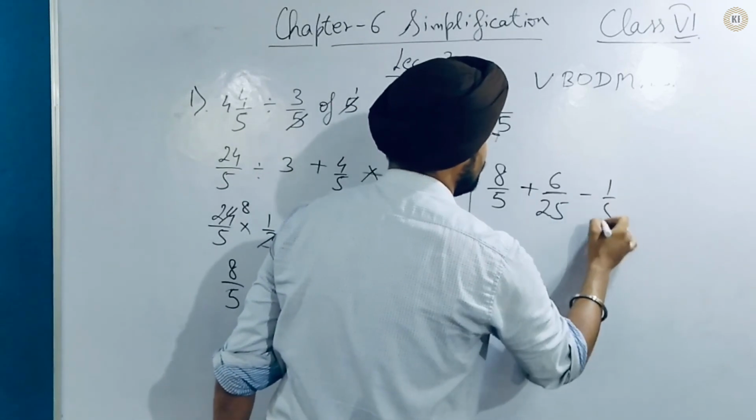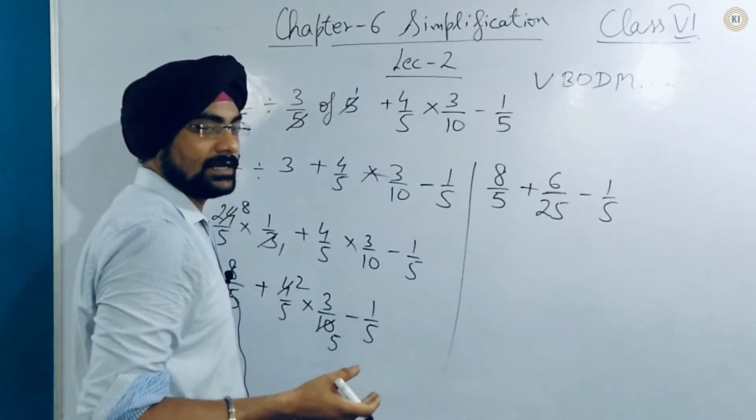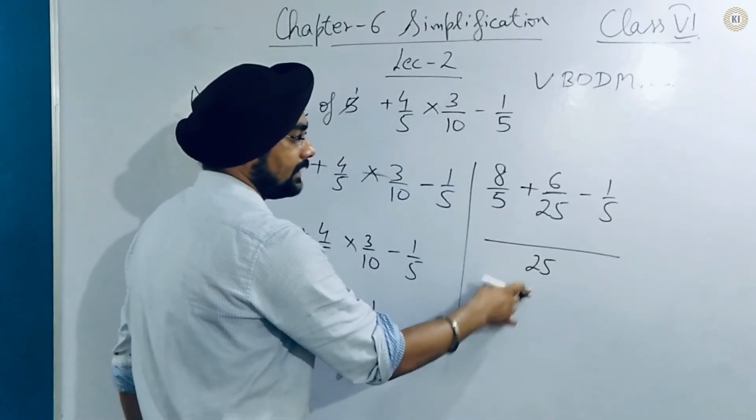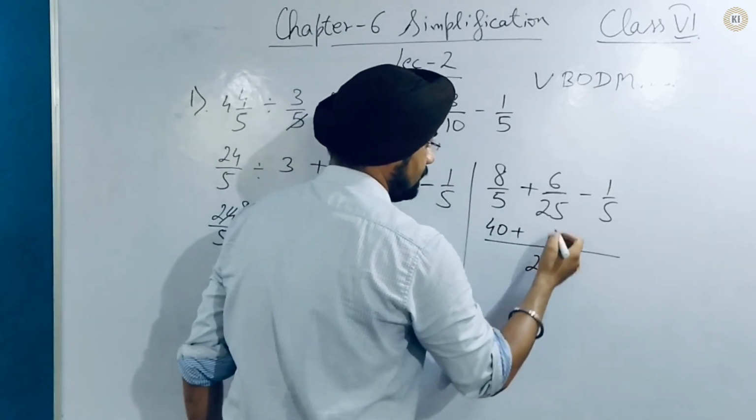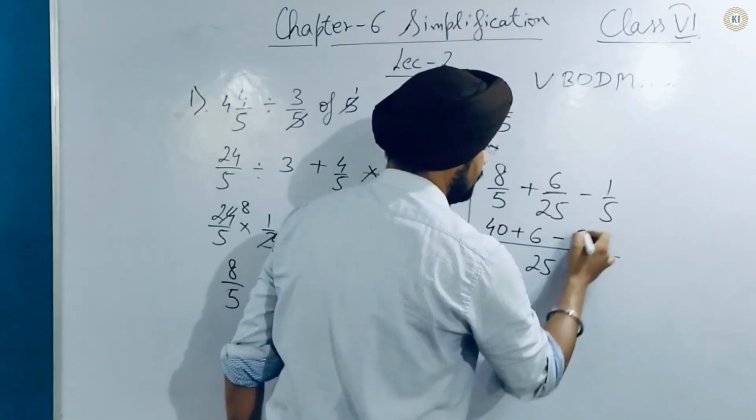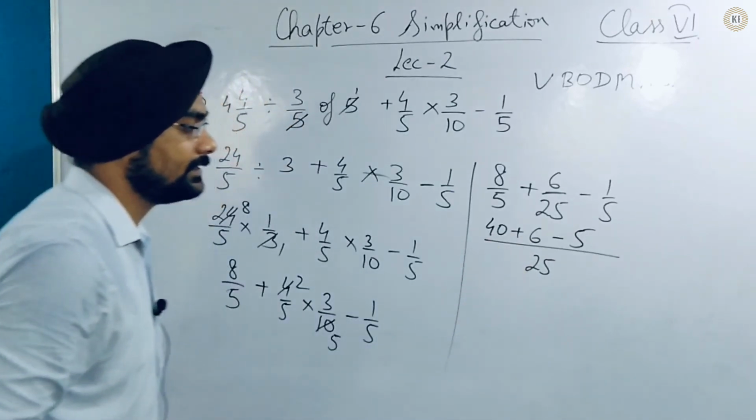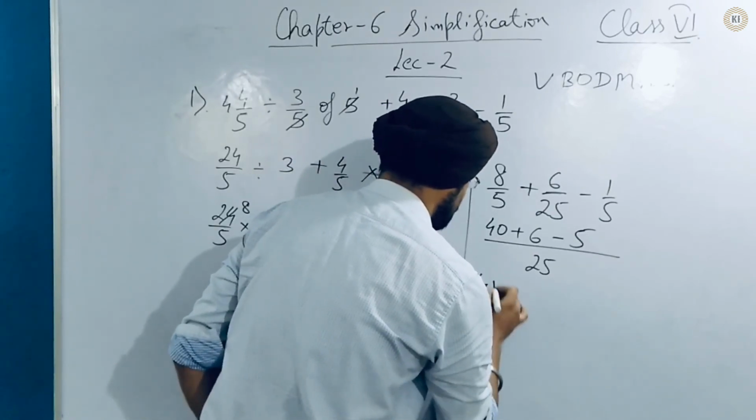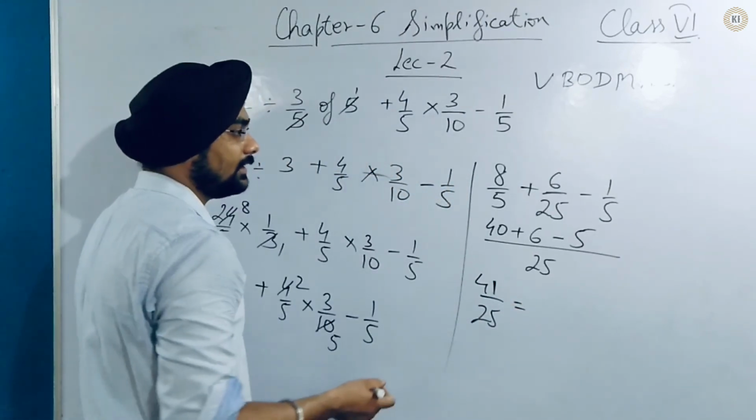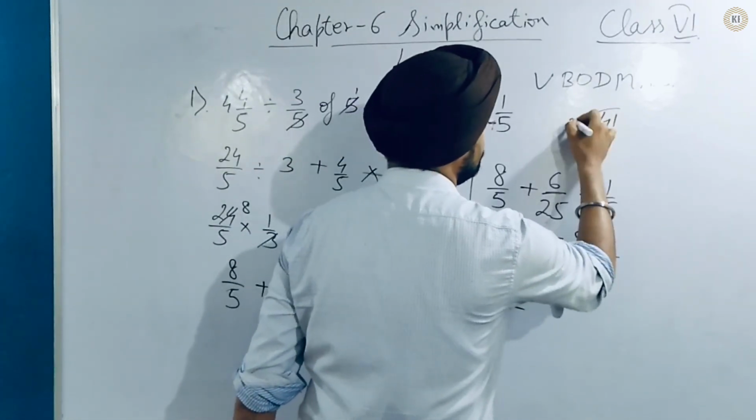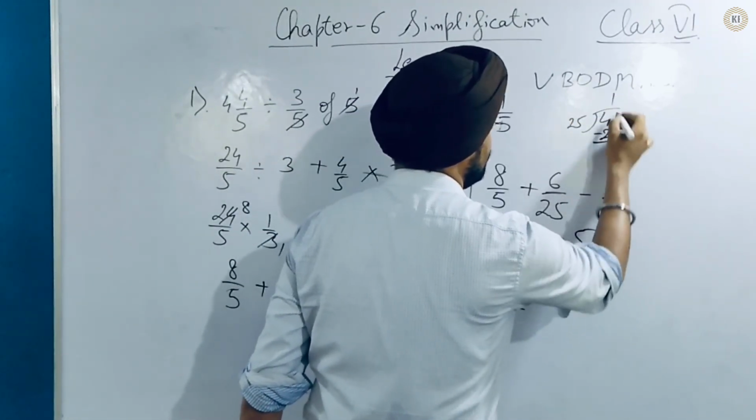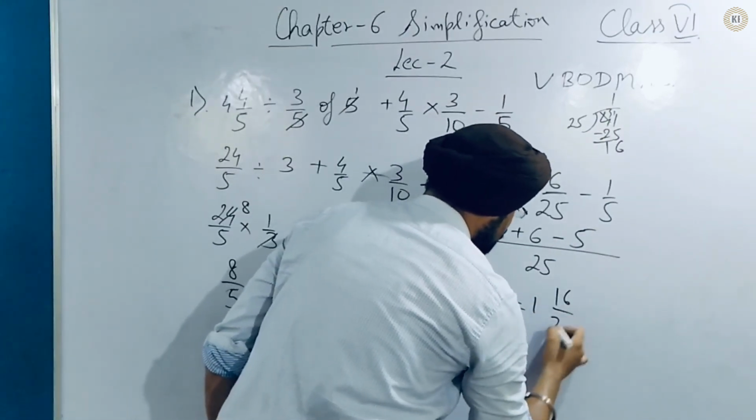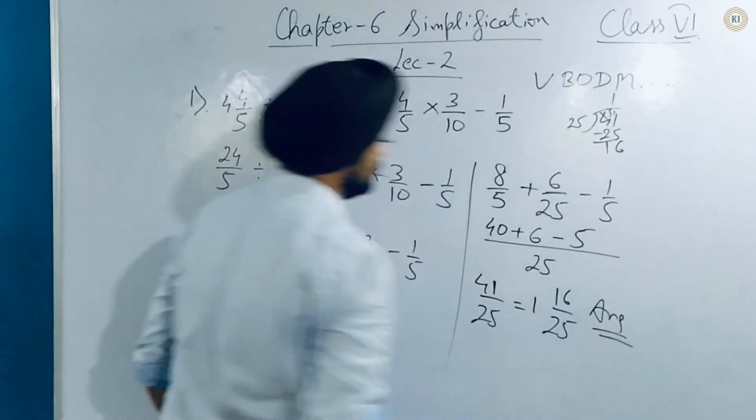minus 1 by 5. Now we can solve this by taking out the LCM. LCM will be 25. 5 divided by this 5, 5 8s are 40 plus 6 minus 5. 40 plus 6 will be 46 and 46 minus 5 will be 41 upon 25. Now we are going to change this value into mixed fraction. 25 1s are 25, that is 1 whole 16 upon 25, and that will be the result.